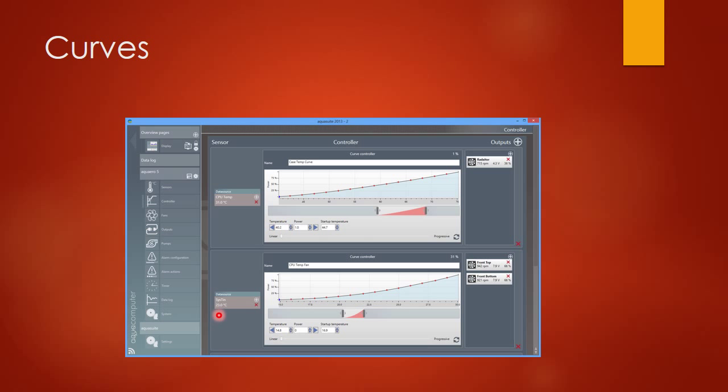Next we have the sys-tin as a data source controlling the front fans, as this is our system temperature.